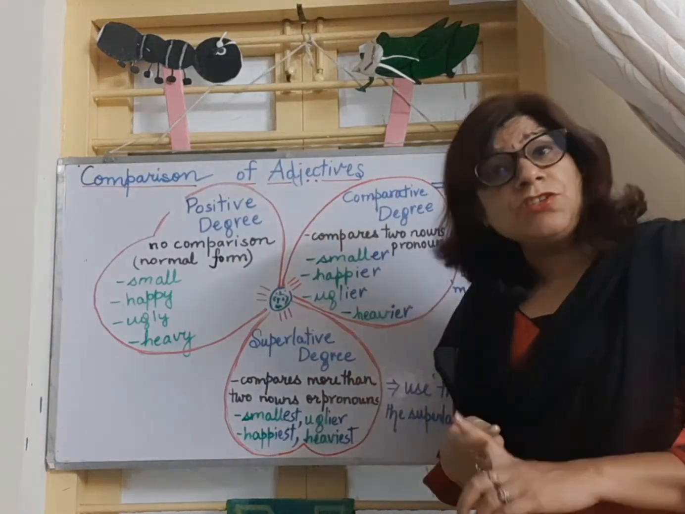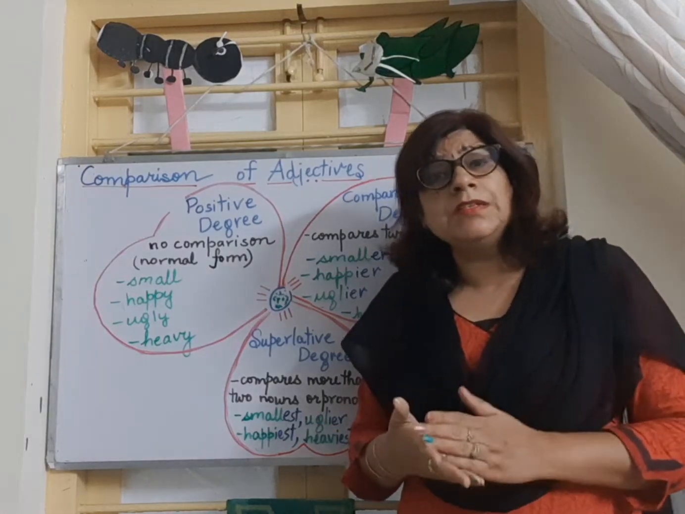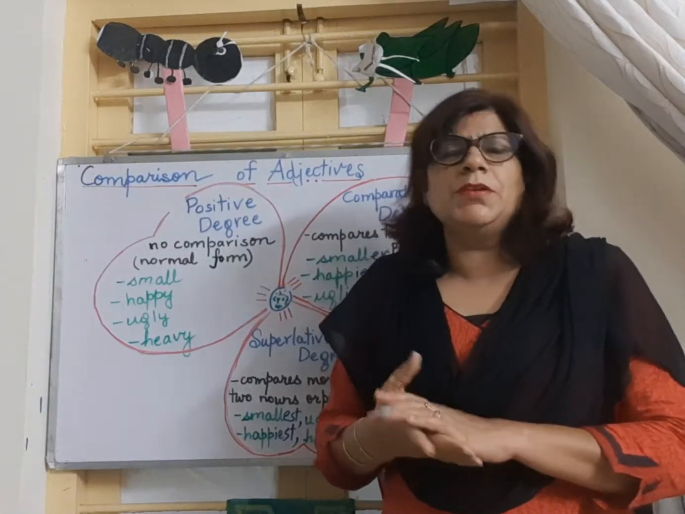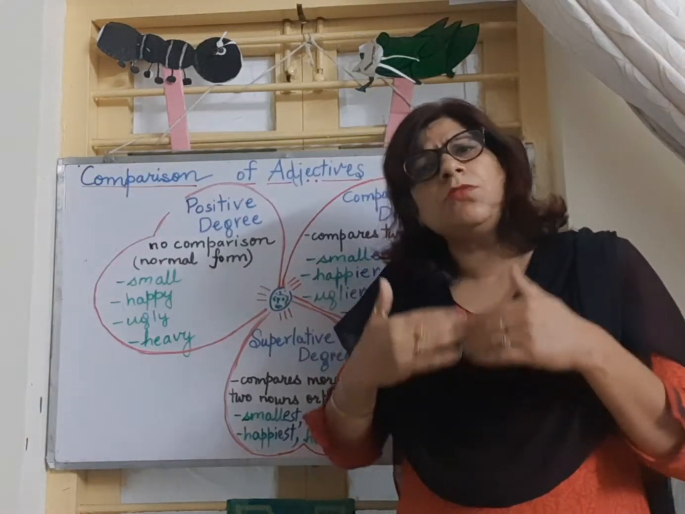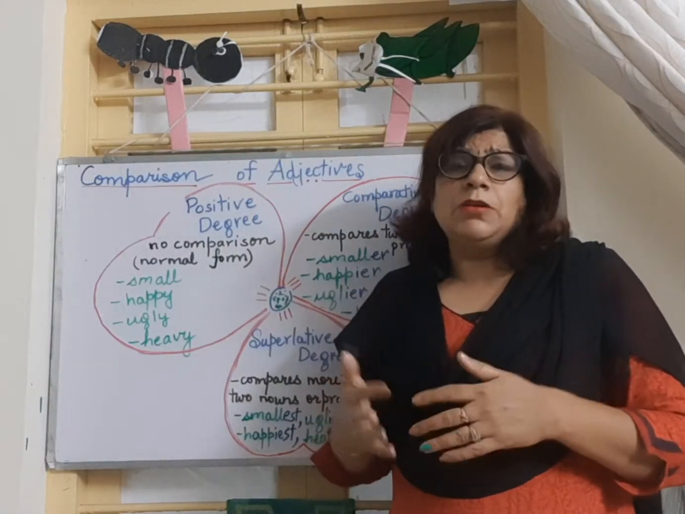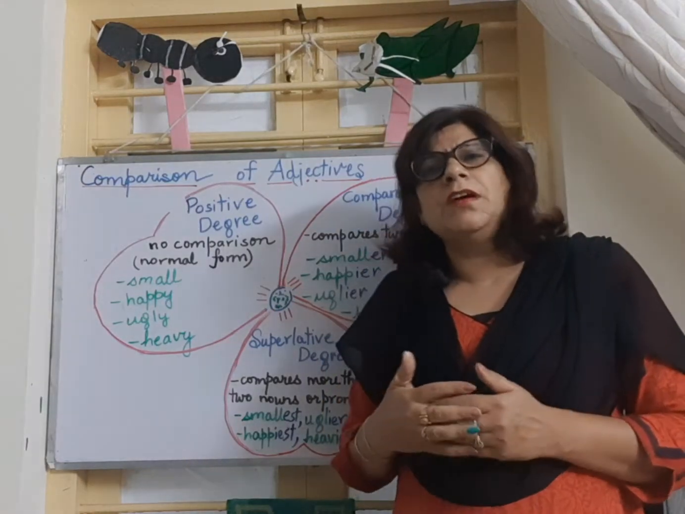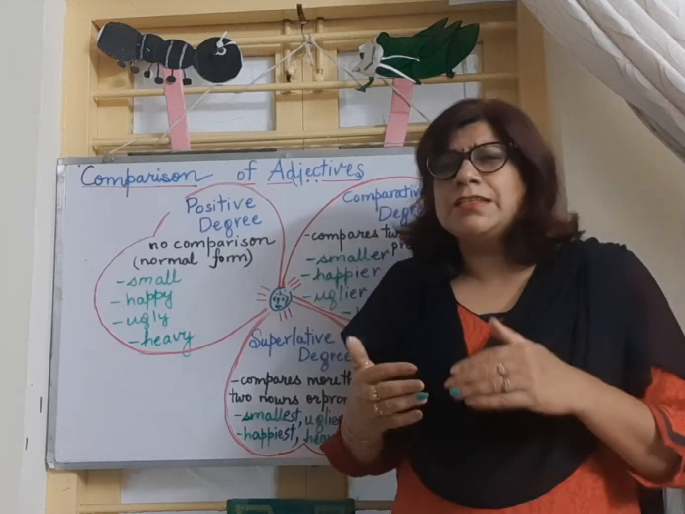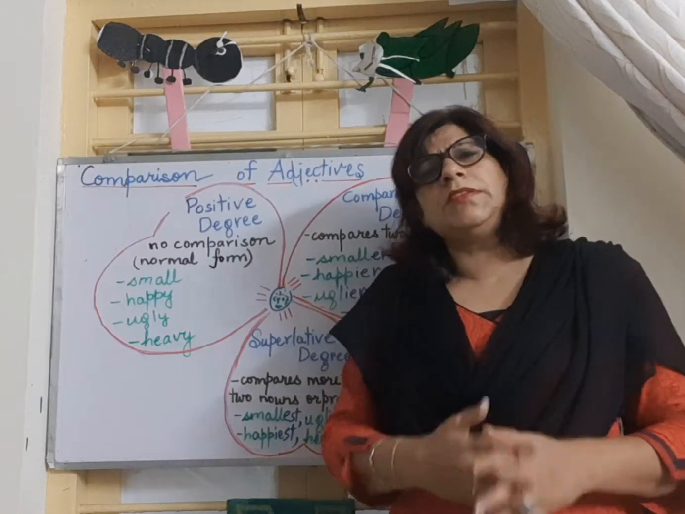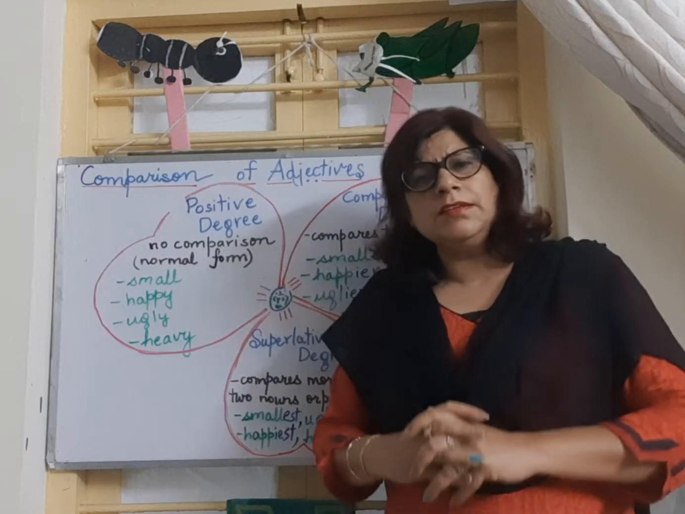Today we are going to do the chapter comparison of adjectives. Before coming to comparison of adjectives, we need to recall what adjectives are. Adjectives are words that tell something more about a noun or a pronoun, or they describe a noun or a pronoun. Adjectives are also called describing words, and they tell about the size, shape, color, number, material of different nouns and pronouns. So words like small, big, heavy, beautiful, smart, shiny, bright, all these are adjectives, and we have done it in the earlier chapter.